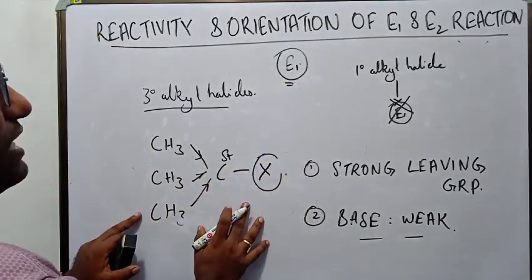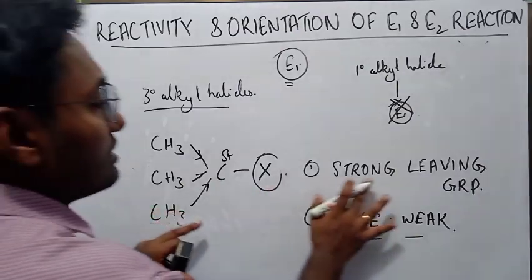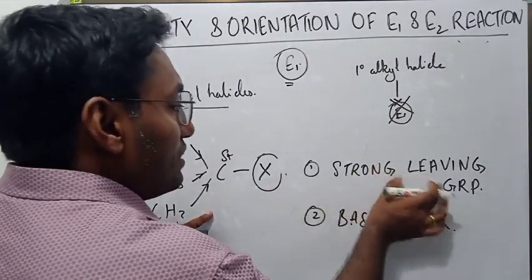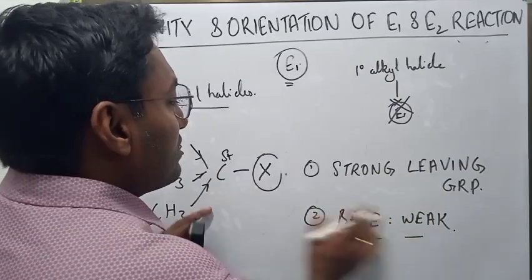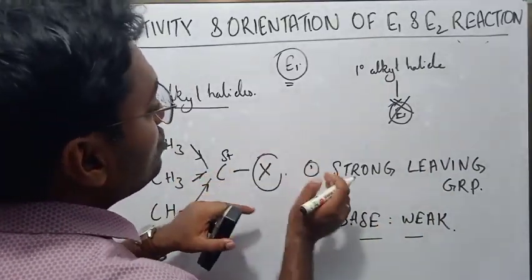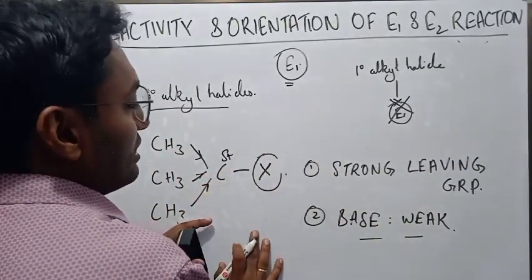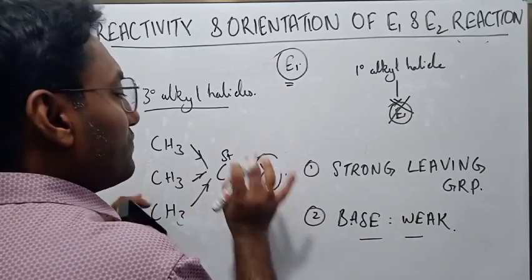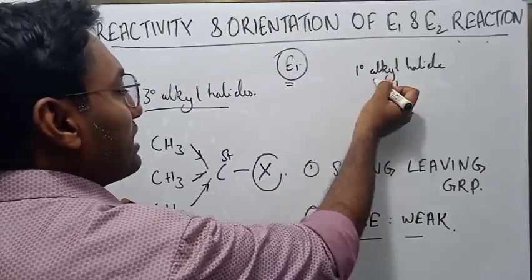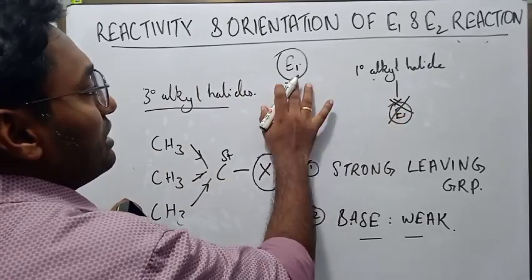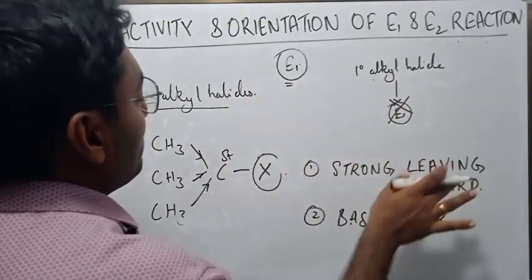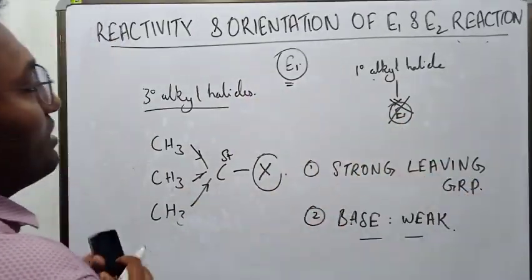For secondary alkyl halide, the situation is the same. If the strong leaving group is there, if the base is weak, then secondary alkyl halide would also opt for the E1 reaction. But one thing is very sure, a primary alkyl halide would never go for E1 reaction, because a primary carbocation is very unstable.